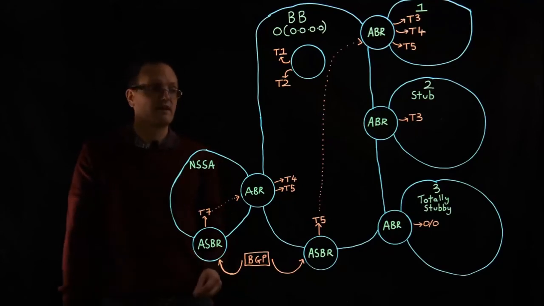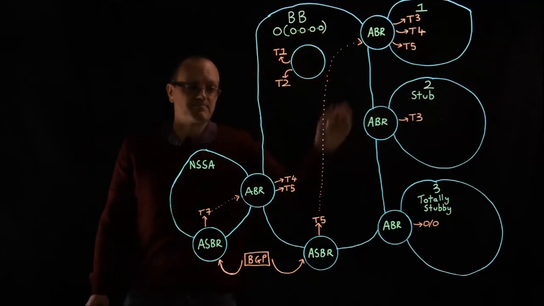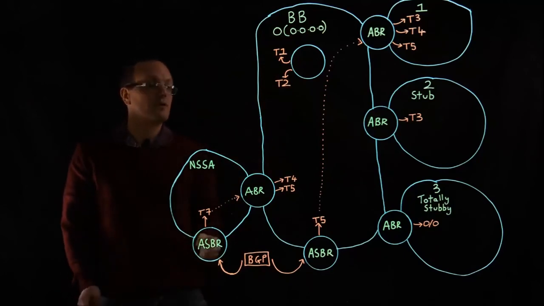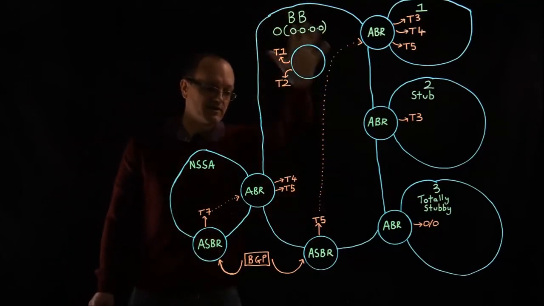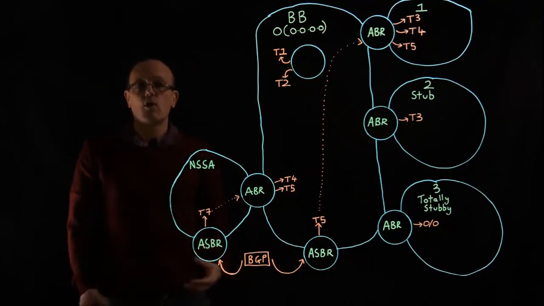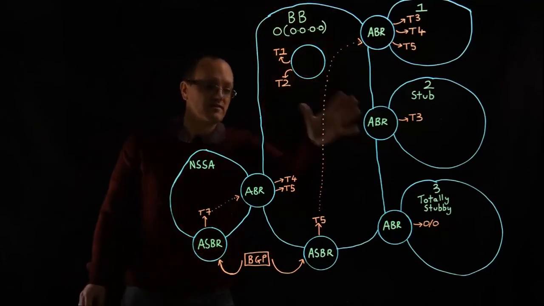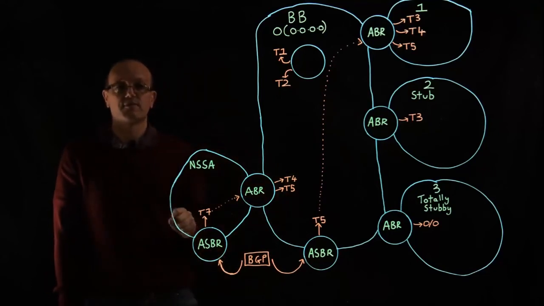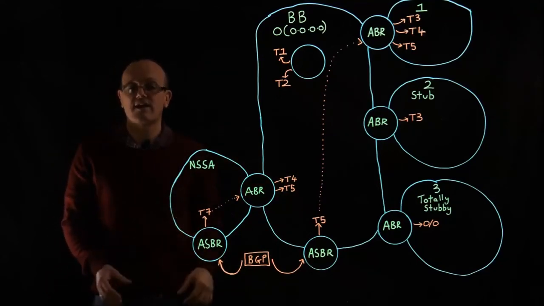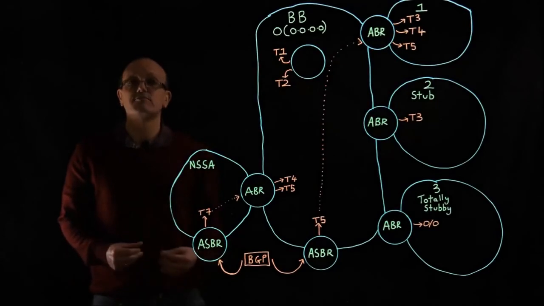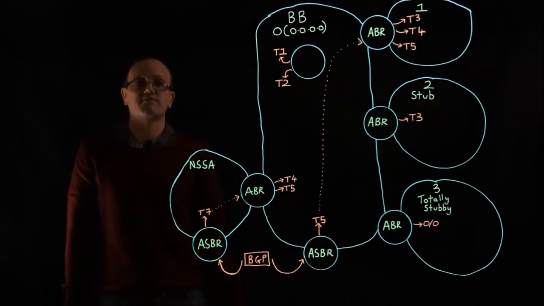And these type 5 LSAs are propagated throughout the area, much like the type 1 and the type 2 LSAs are. So this area now contains consistent databases that are describing all of the destinations within this area and all of the external destinations that have been advertised into it. And this is how a single area OSPF deployment operates. This is great for the majority of use cases with OSPF.